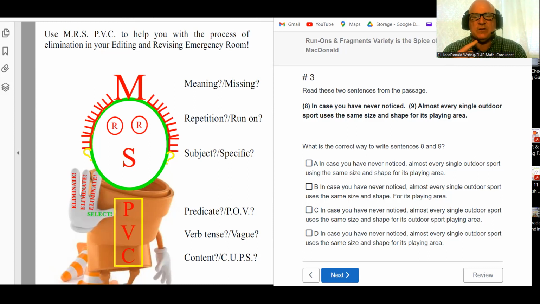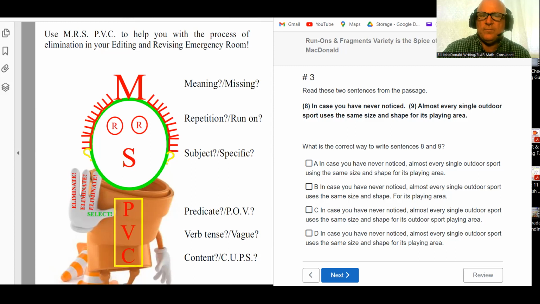Her face is an S. Is the subject different or wrong? Is it specific to the content? The PVC: is the predicate different than it's supposed to be? Did it change the POV, the point of view? Is the verb tense, did it go from past to present and it shouldn't have? Is what is written too vague? Did it change the content? And of course, we cannot have sentence boundary problems with run-ons or fragments.